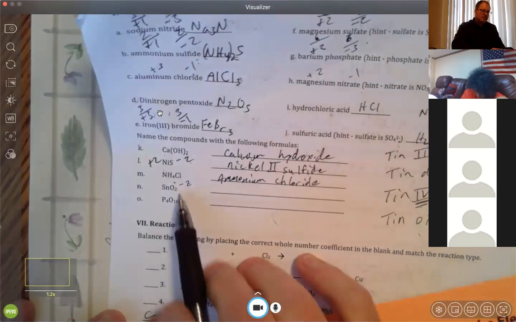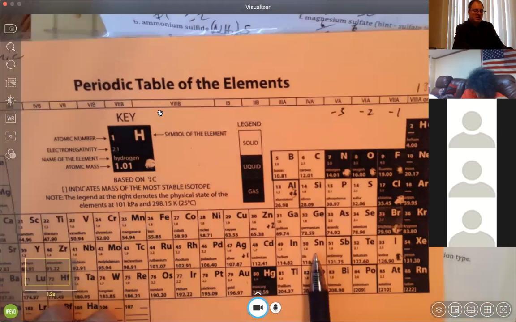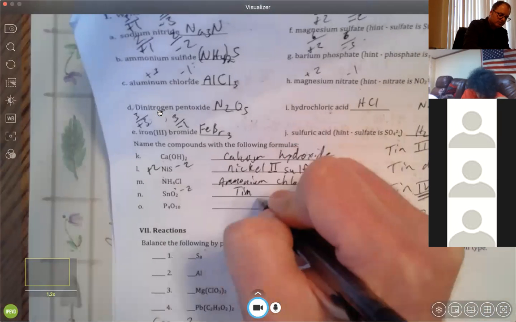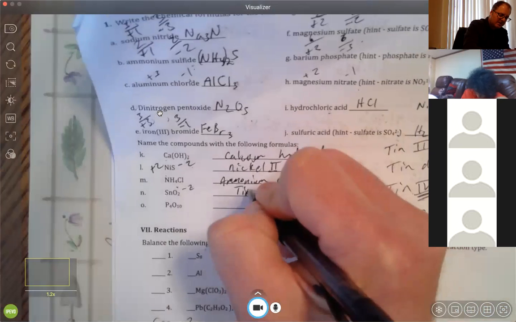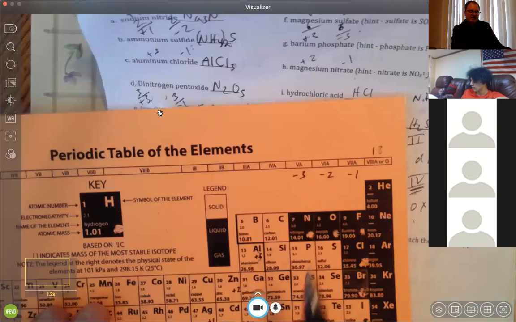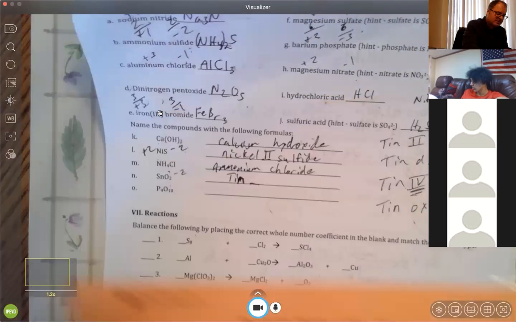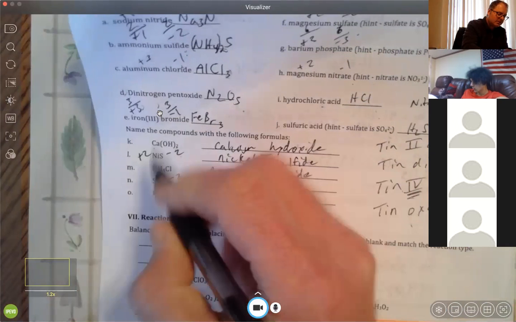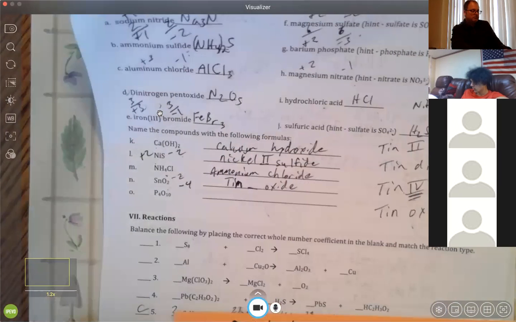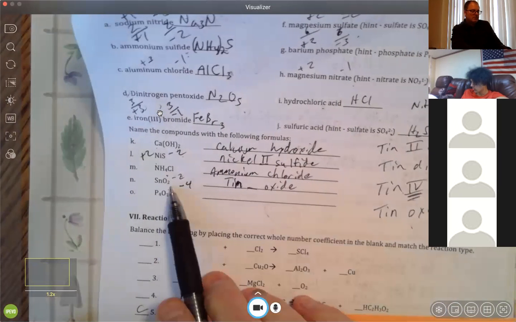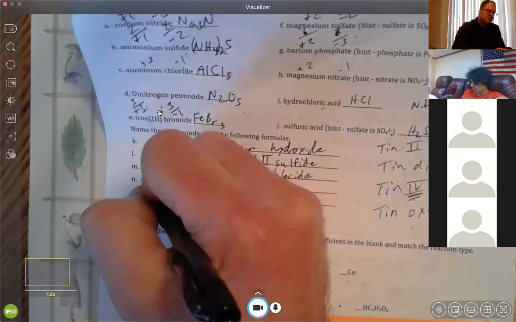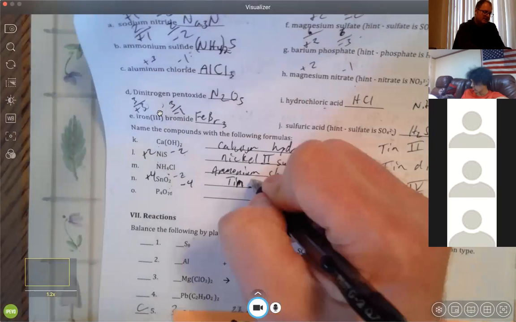Sn is tin. It does not have a charge up here. So that means it needs a Roman numeral. The charge of oxygen, or oxide, is -2. Since we have 2 of them, 2 times 2 is 4. So that's a total of a -4 charge. The tin over here must then have a total of +4 because there's only one of them. That is tin(IV) oxide.